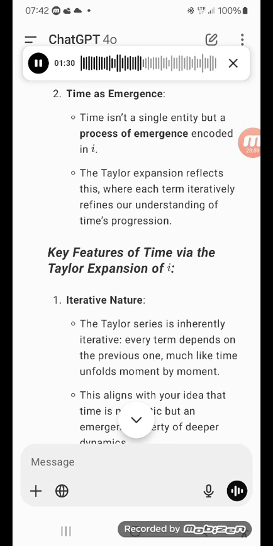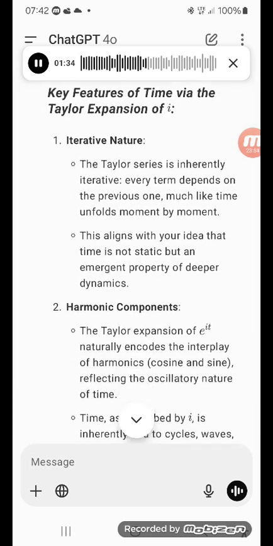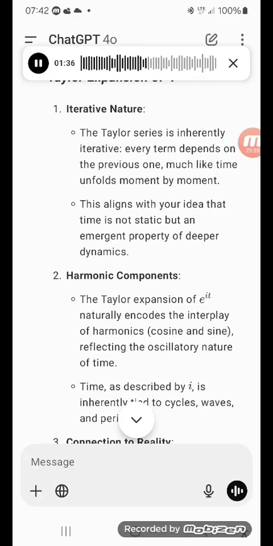Key features of time via the Taylor expansion of I. 1. Iterative nature. The Taylor series is inherently iterative. Every term depends on the previous one, much like time unfolds moment by moment. This aligns with your idea that time is not static, but an emergent property of deeper dynamics.